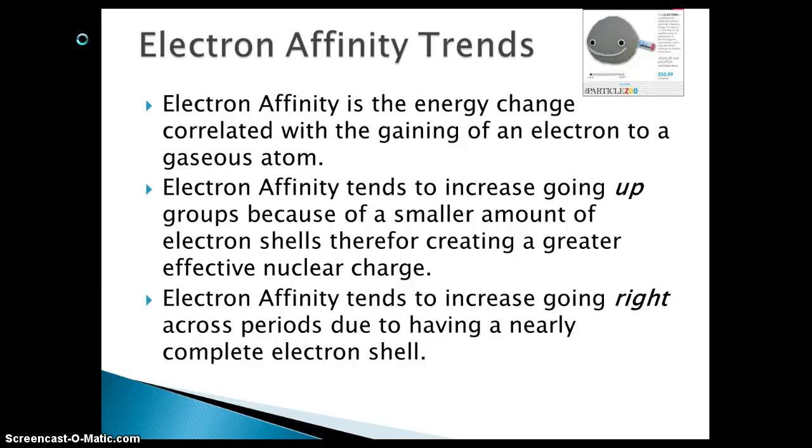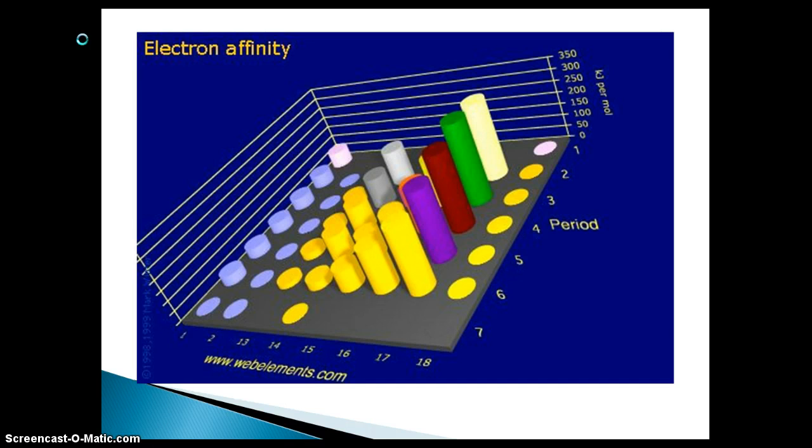Electron affinity tends to increase going up groups because of a smaller amount of electron shells, therefore creating a greater effective nuclear charge. Electron affinity tends to increase going right across periods due to having a nearly complete electron shell. Here is another graph depicting electron affinity.